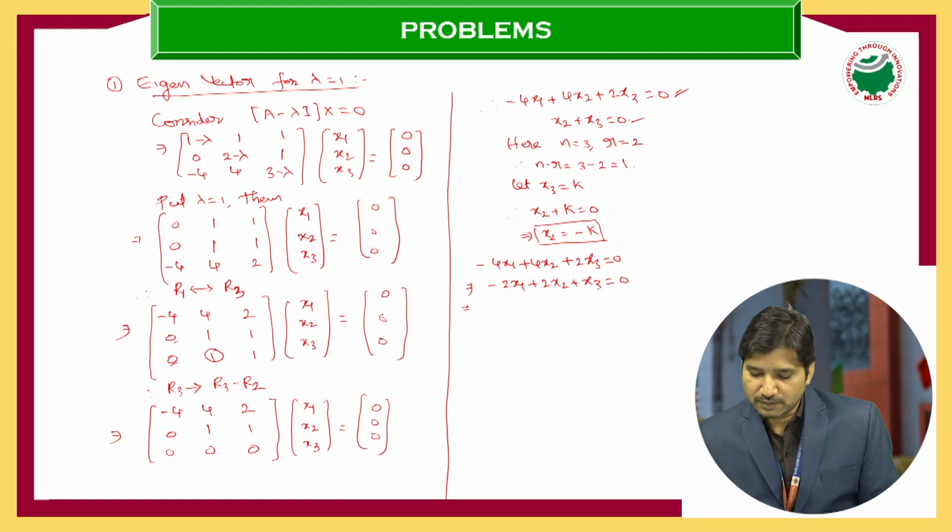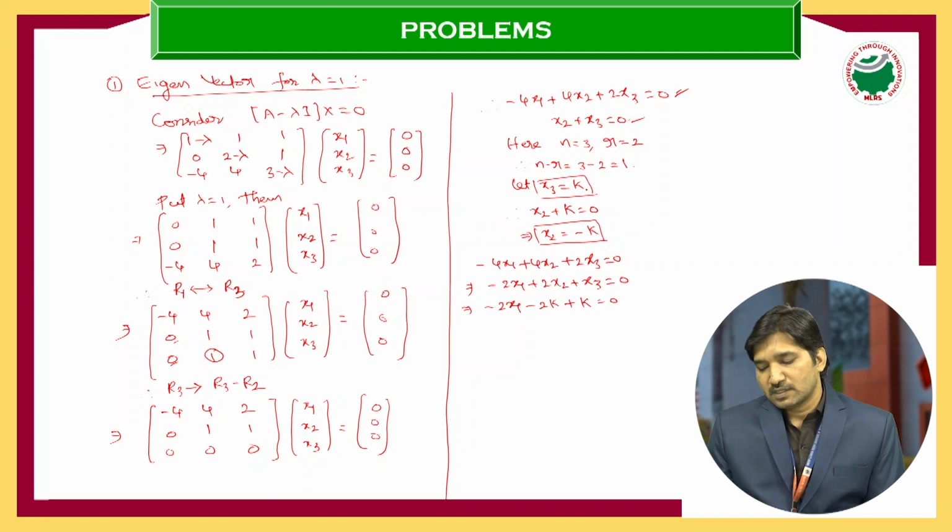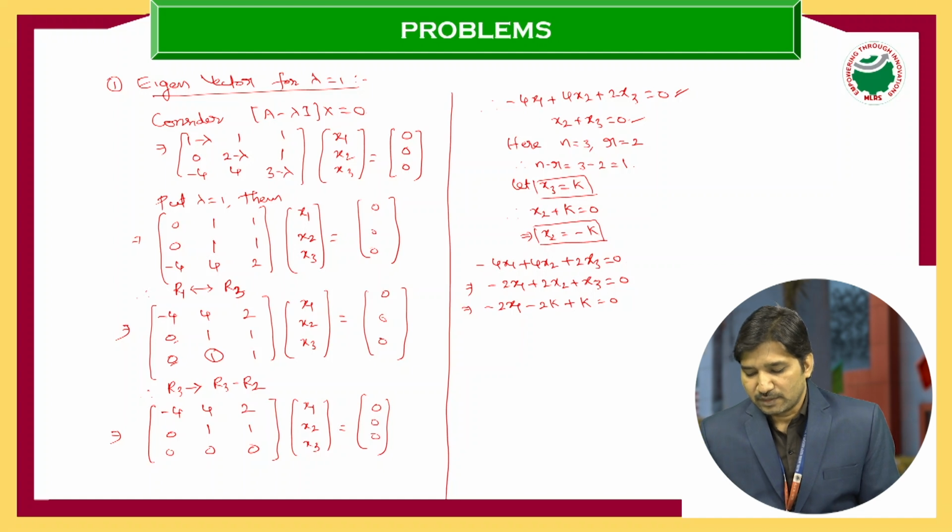Now substitute the values: minus 2x1, x2 is minus k, that is minus 2k, plus k. x3 is k, we already know x3 equal to k. Simplifying this, minus 2x1 minus 2k plus k minus k.